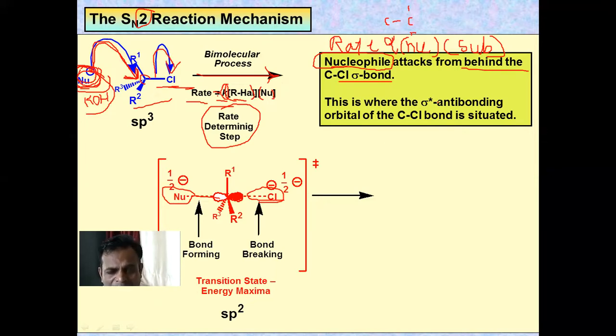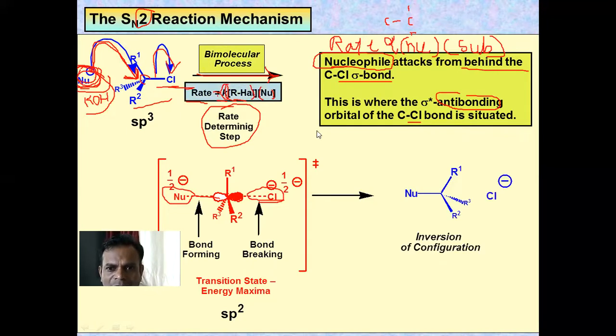One thing you can remember: when you study MOT, molecular orbital theory, you will learn what bonding and anti-bonding are. So here is where the sigma anti-bonding orbital of the carbon-chlorine bond is situated. From the side of the carbon-chlorine anti-bonding orbital, the nucleophile attacks. So attack of a nucleophile takes place from the back side.